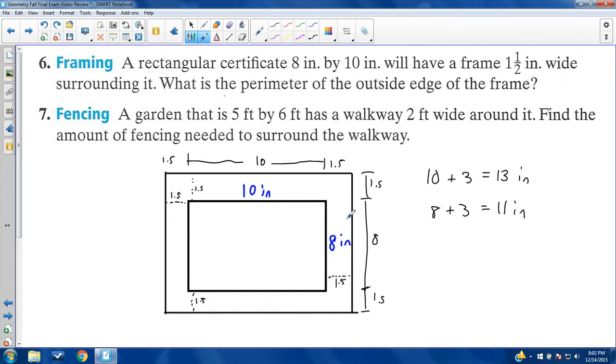No, you've got to add up all the sides. So 13 plus 11, and it's rectangular, so 13 plus 11 times 2, which is 24 times 2, which is 48. Don't know why I wrote a 2. 48 inches across. You could also find out the area of the frame if you wanted to.